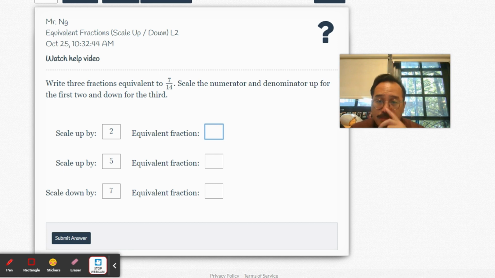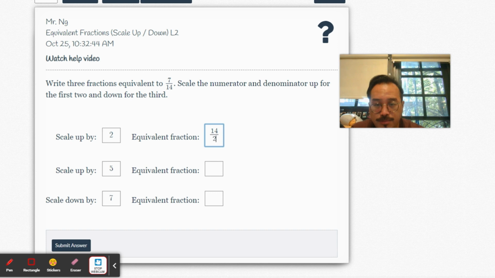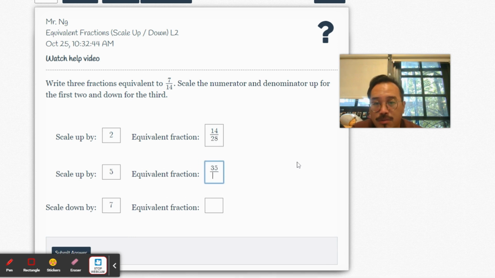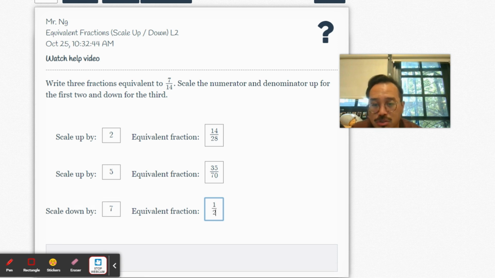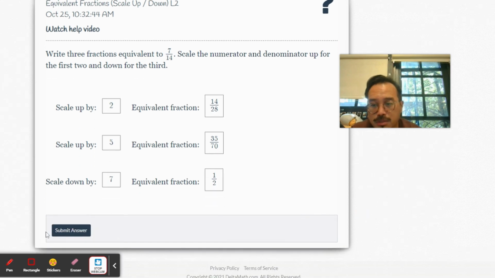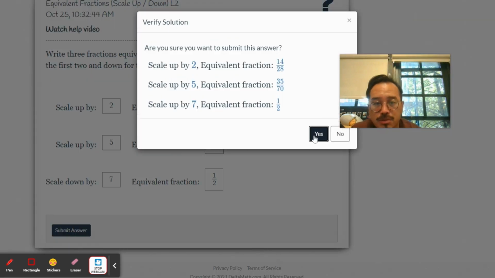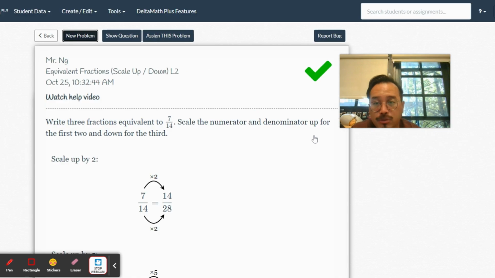All right, let's see. Scale by 2, so that's 14/28. Scaling up by 5 is 35 over what? 5 times 14? That's 70, right? Because 35/70 is 1/2. All right, and then for this last one, by 7, we're going to scale it down. We're going to reduce. So 7/7 is 1, 14/7 is 2. Just like that. Nothing crazy. Let's submit the answer. All right, looks good.